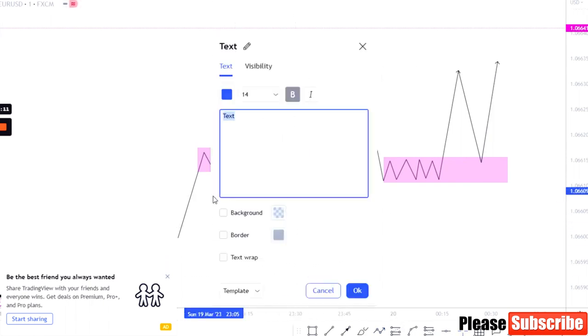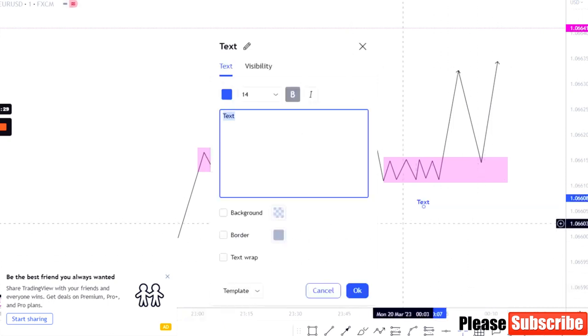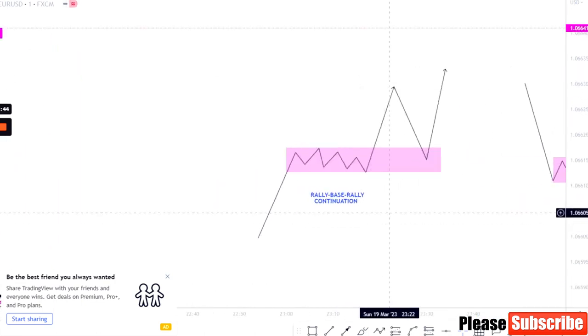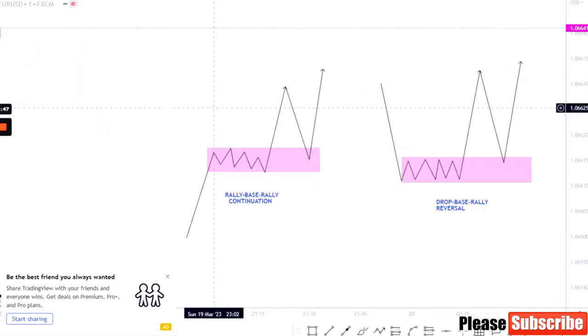Let me write this out. This is the rally, base, rally, for continuation. And then we have the drop, base, rally, and this is for reversal. Now you can see these are the two criteria you must follow. It is very compulsory for you to follow them before trying to spot your demand or supply zone.